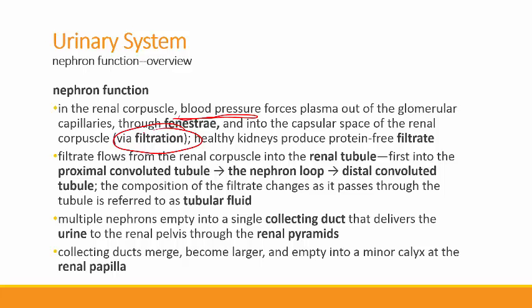All of the proteins are going to be retained in the blood and kept out of the developing urine. So that filtrate then flows into the renal tubule. So I'm going to draw kind of a simplified version here of the passageways through which the developing urine flows. So here we have the glomerular capsule.